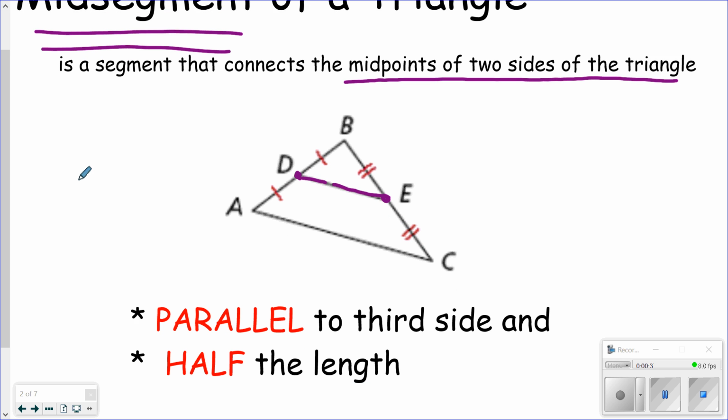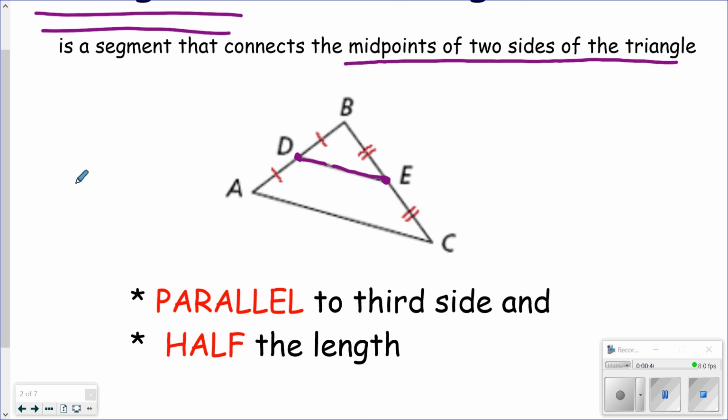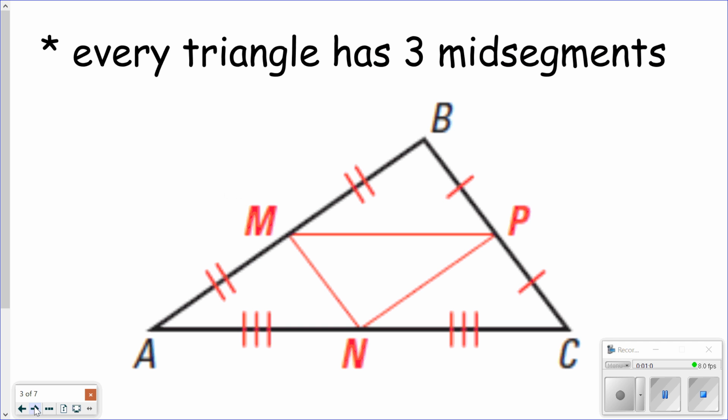And if I scroll down a little bit, this midsegment is parallel to the third side of the triangle, and it's also half of the length. So for example, if AC was 10, it would mean that DE would have to be 5. It's half the length. So every triangle has 3 midsegments. Since this is a midpoint, this is a midpoint, this is a midpoint, we have a midsegment here, here, and here.